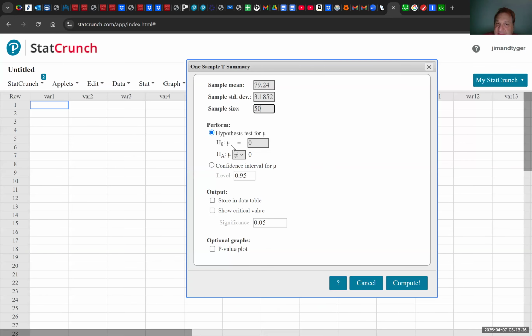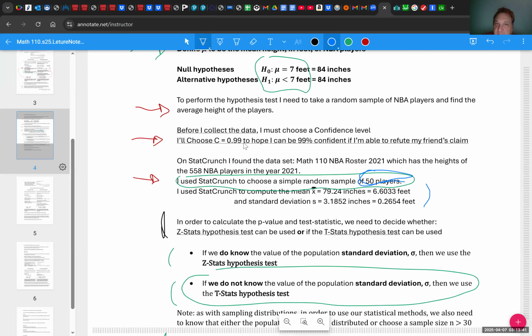I want my null hypothesis. Now, my null hypothesis wasn't zero. In fact, it wasn't even my hypothesis. It was my friend's. My friend's null hypothesis was that it was 6 feet, which is the same as 72 inches. Right? My null hypothesis was 84 inches. And then my alternative is that it's less than 84 inches, less than 7 feet. 7 feet, by the way, is the same as 84 inches.